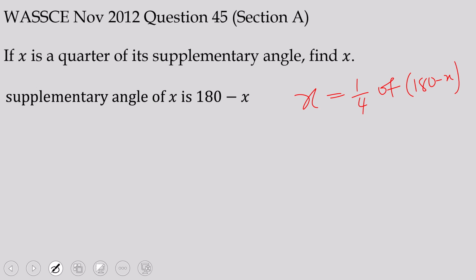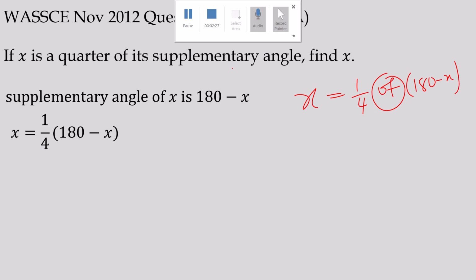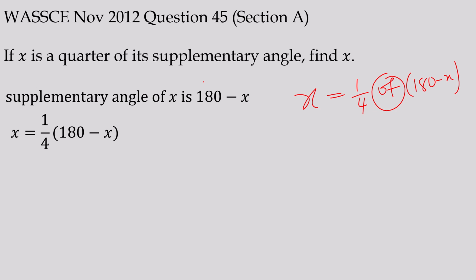Now this "of" over here is just multiplication. So it becomes this. So I get x is equal to 1 quarter of 180 minus x. So x is a quarter, so a quarter of its supplementary angle. So this is the supplementary angle. Then now all we need to do from here is to solve for x.